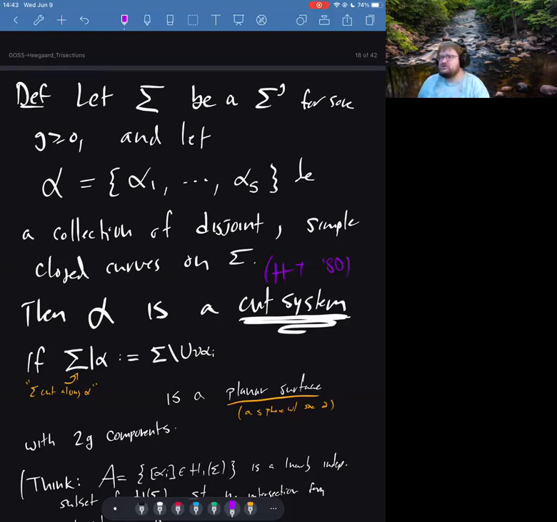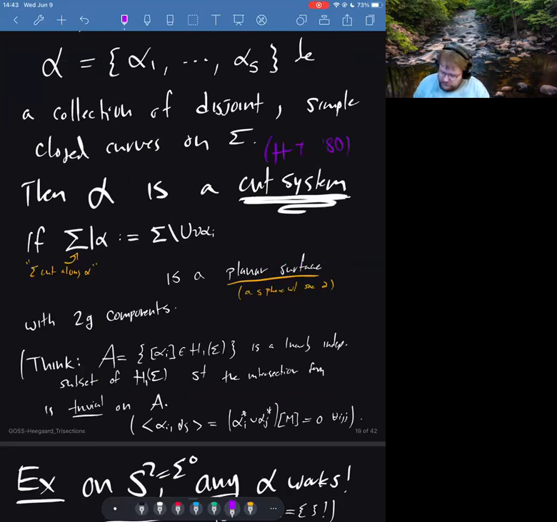So let sigma be some genus g surface. And alpha is going to be a collection of alpha curves. Each alpha i is going to be a disjoint simple closed curve. Then we say alpha is a cut system for sigma if sigma cut along alpha, which we're going to define to be sigma with open tubular neighborhoods of the curves removed. The idea here is you can view a curve on your surface, and then you literally just snip it out like it was made out of paper.